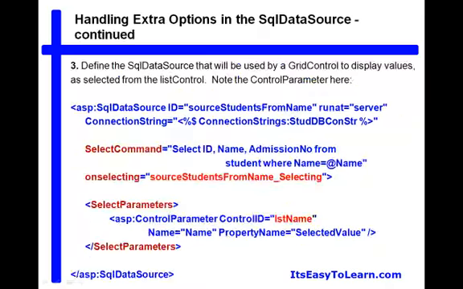Now, define the SQL data source that will be used by the grid control to display values. Ultimately, we are defining a master detail relationship. The control parameter is LST name, and the property is the selected value, which is the name. So, whatever control uses this data source will show the results of the query: select ID, name, admission number from student, where name equal to @name, and this name comes from the drop down list.